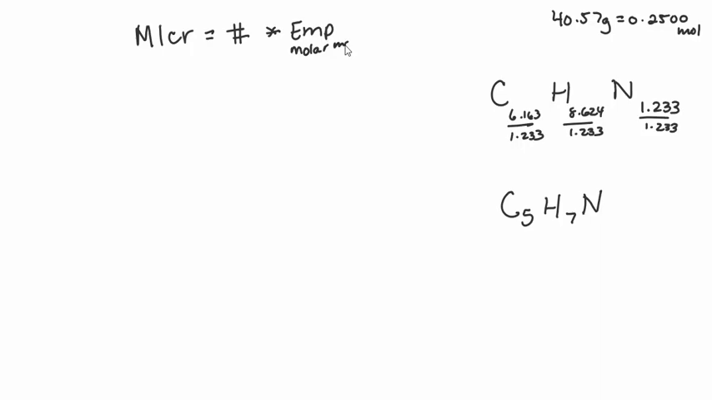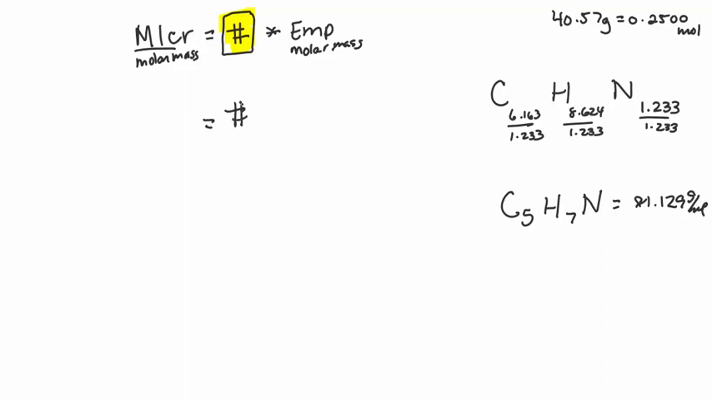So the empirical molar mass we can work out fairly simply. We know we have 5 carbons, 7 hydrogens, and 1 nitrogen. So for the empirical molar mass, I get a value of 81.129 grams per mole. So I'm going to come over here and start filling in my chart. The number, I don't know. This is the multiplier I'm looking for. But the empirical molar mass, I have 81.129. I'm going to leave the units off for now, because they will cancel out.